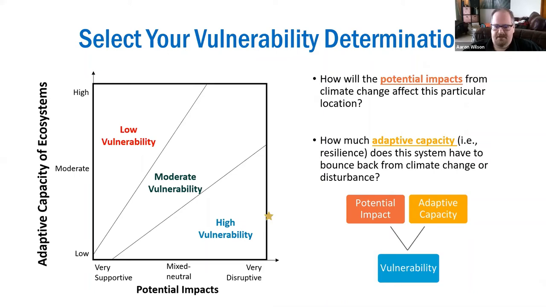So again, using the annotate tool, rate the vulnerability of your project. Is it low? Is it moderate? Is it high, based on your potential impacts and the adaptive capacity of those ecosystems? You could also use multiple symbols for different forest types.